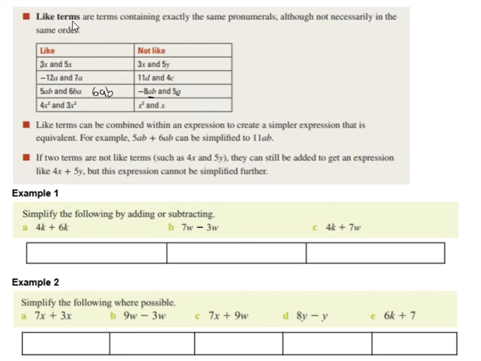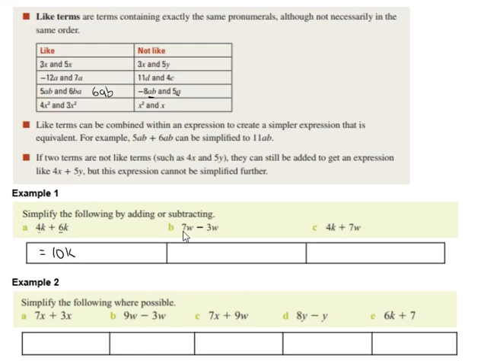Now, as I said, like terms you can add and subtract. So let's go to example 1. Example 1 says simplify the following by adding or subtracting, depending on which. We have 4k plus 6k. So I'm going to ask you, how many k's do we have? Well, we have 4 here and we have 6 here. So altogether we have 10k.